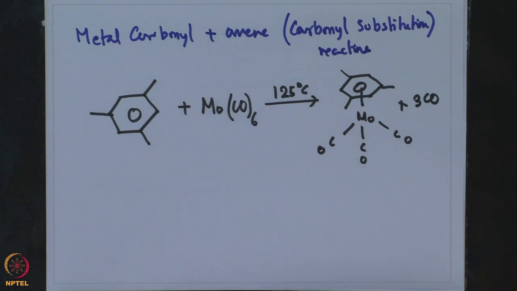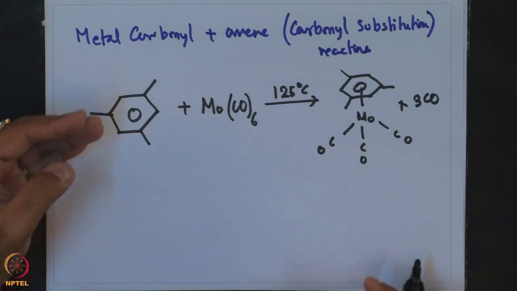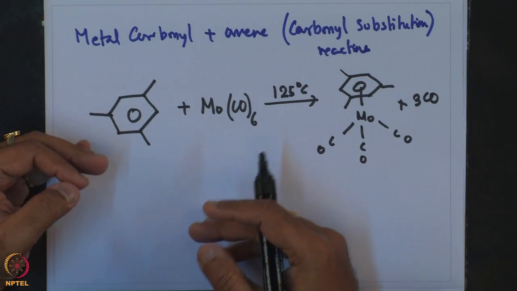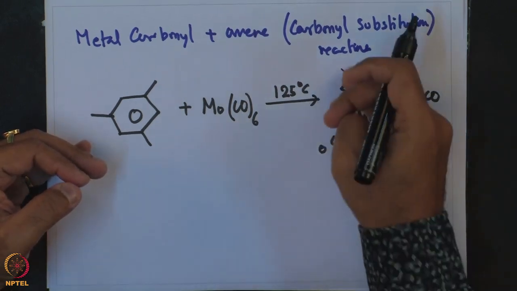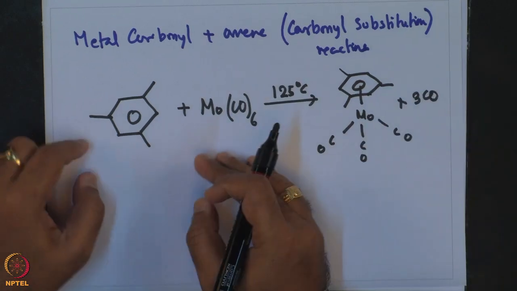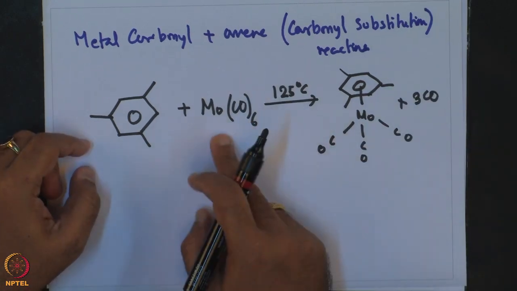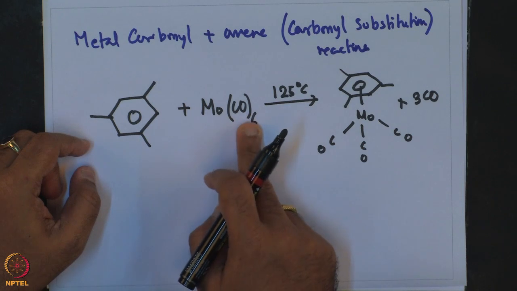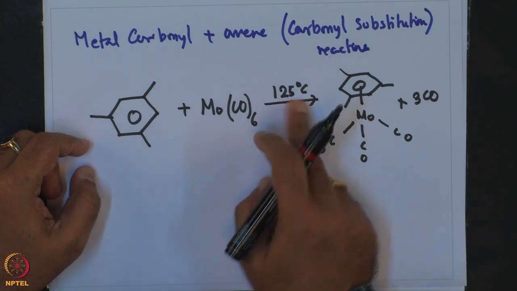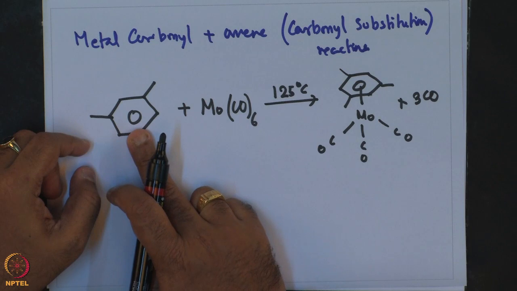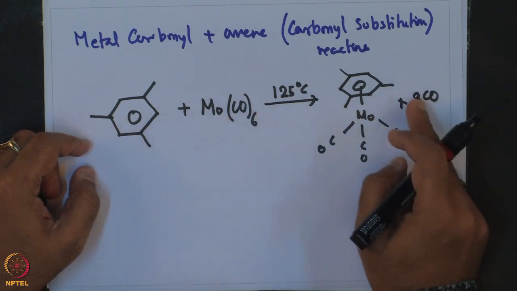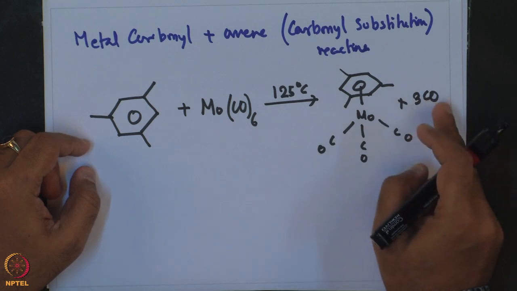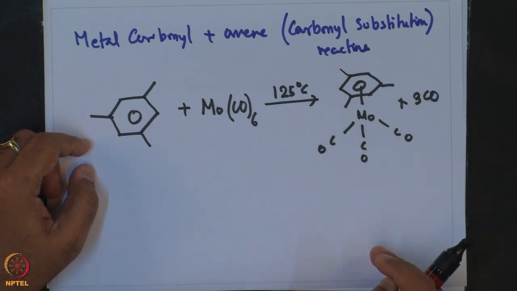Now, this is a very simple method and very intuitive as well, because the target compound is arene metal carbonyls. So, a very good way would be to start with metal carbonyls and arene and apply simple heat. Now, each arene is a 6 electron donor, and it replaces 3 carbonyls in return.